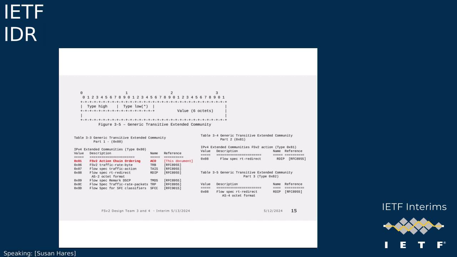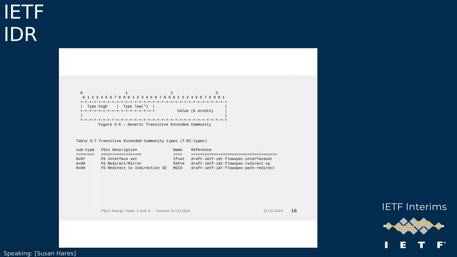There is one problem. What happens if there is a failure in an action? For example, if you want to mark something with the DSCP and then redirect it, what happens if the DSCP marking fails? Or what happens if your rate limit fails and you're redirecting it to something that can only handle so much rate? So one thing we need to discuss is something we'll call an action chain ordering. What happens if something fails?